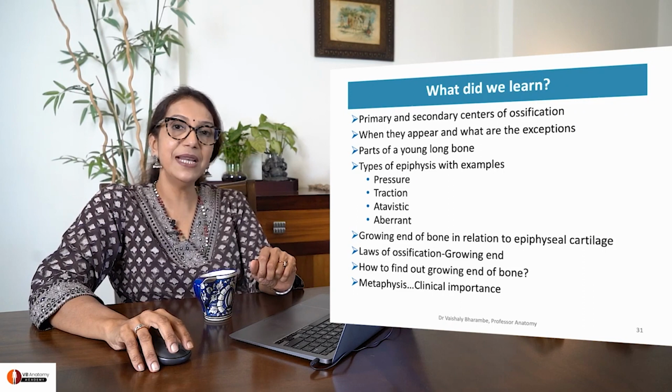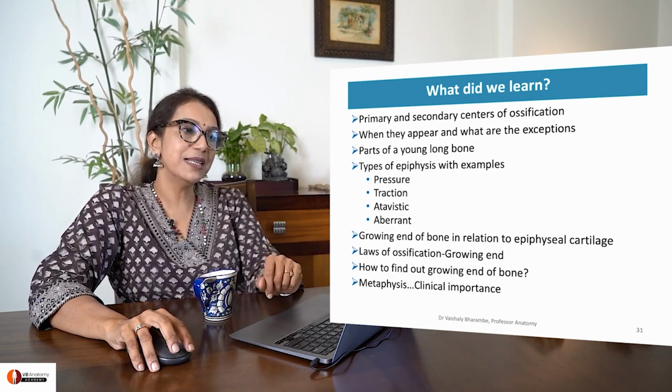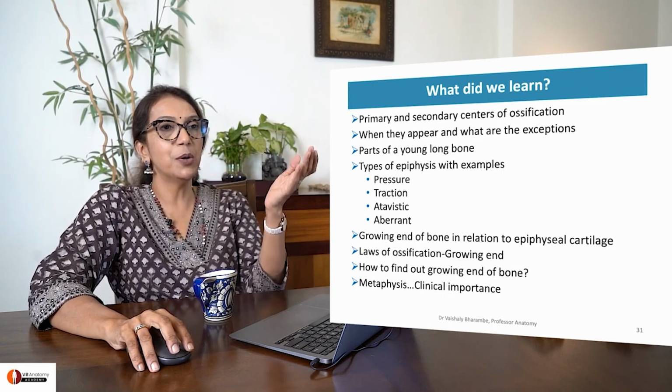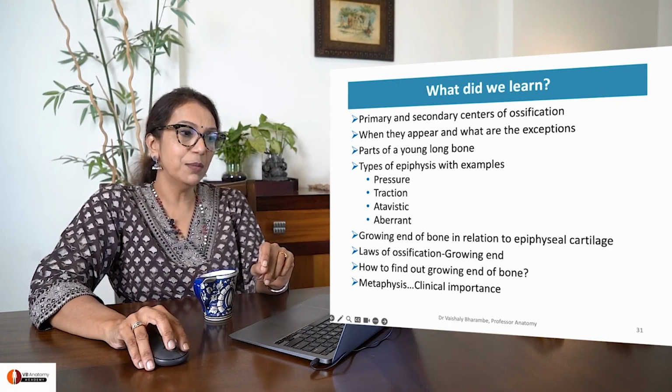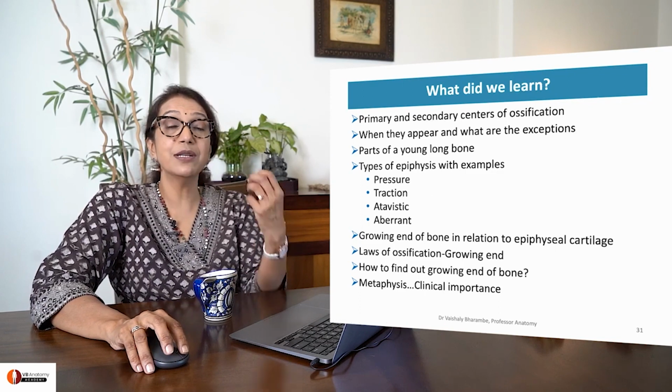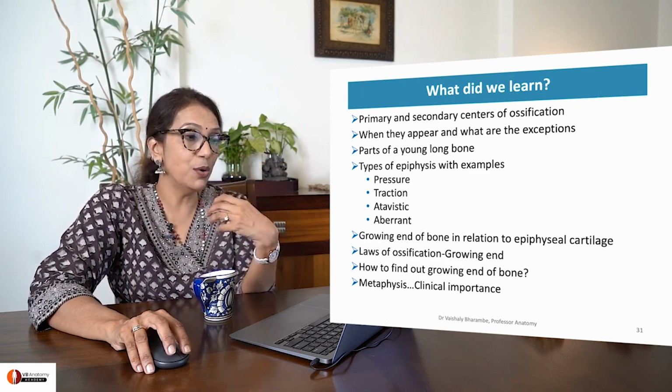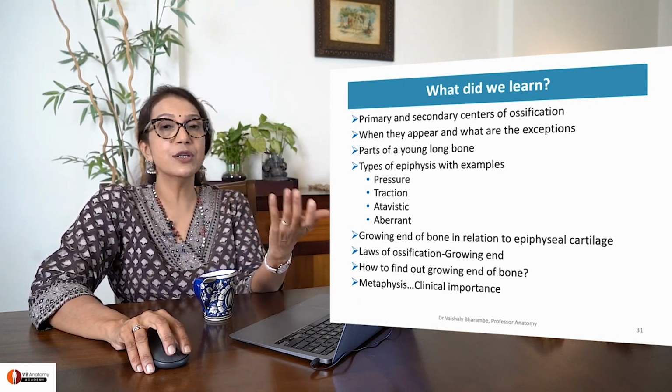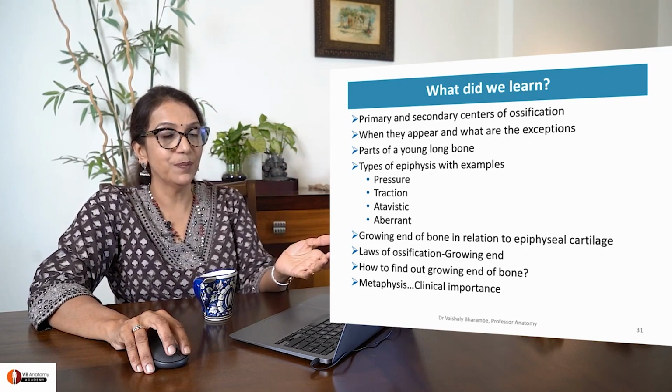Right. So what have we learnt? We've learnt about primary and secondary centers. We've learnt about parts of long bone. We've learnt about types of epiphysis with examples. We've learnt about the concept of the growing end of bone, how to understand which is the growing end of bone, and so on. Okay.